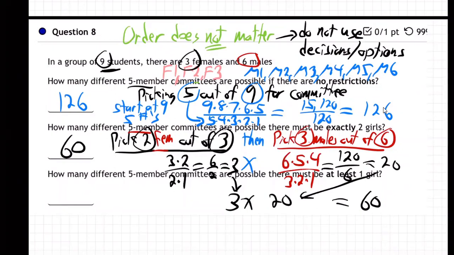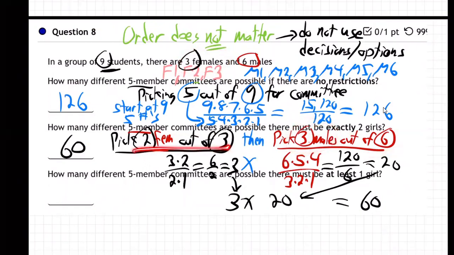But are you tracking with me on that? Do you see what I did there? You're going to pick a 5-member committee with exactly 2 girls. That means you've got to pick 2 girls out of 3. So I have 3 total females. And you got to pick 3 males because you're going to have 5 people on the committee, out of the 6 males.